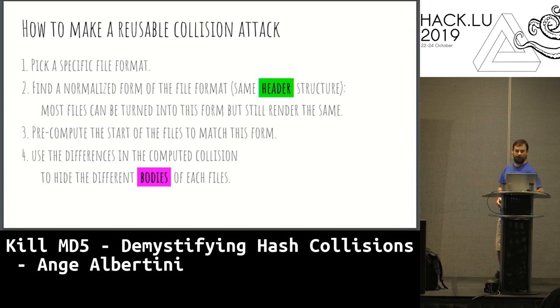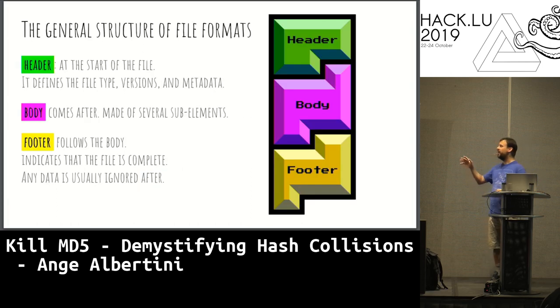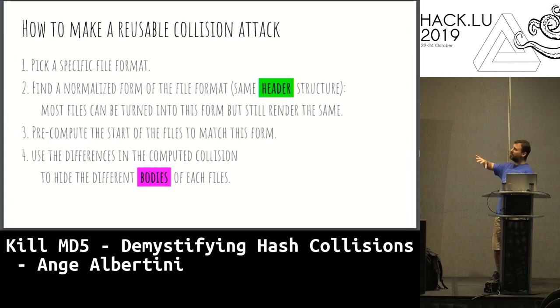So you can put two bodies and one will be ignored if there was a footer in between. To make a reusable collision attack, you take a specific file format and you find a way so that the header works with most of the files. Then you pre-compute some prefix that will match this common header. And then you use the difference in the computed collision to have two different bodies that will be enabled or disabled. So the collision blocks act like a switch activating one or the other body of the original files.